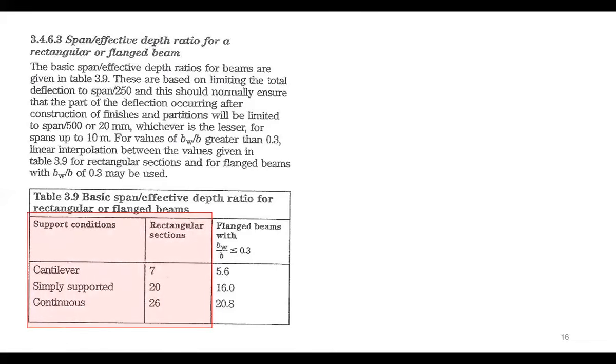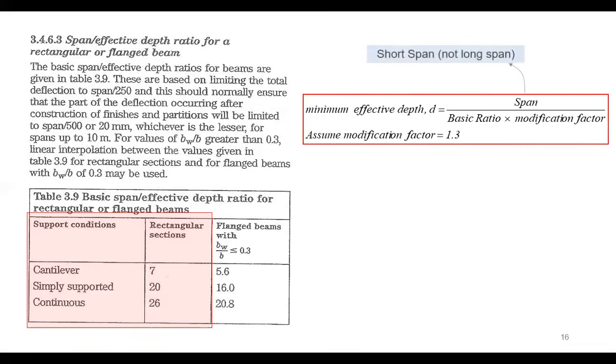For the slabs, as you know, the section is a rectangular section. So we have three different types of rectangular section or slabs. It could be simply supported, and the basic span to depth ratio in this case will be equal to 20. If it is a continuous slab, it will be 26. If it is a cantilever, this span to depth ratio is assumed to be 7. Okay, how to use this one?